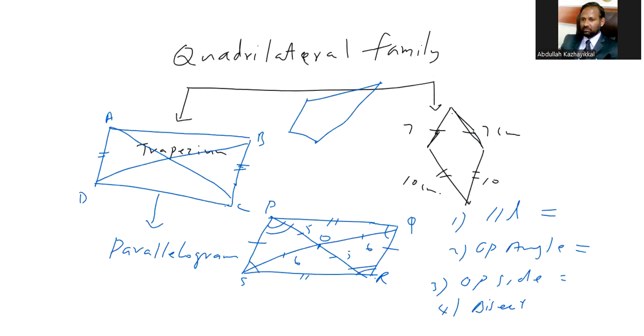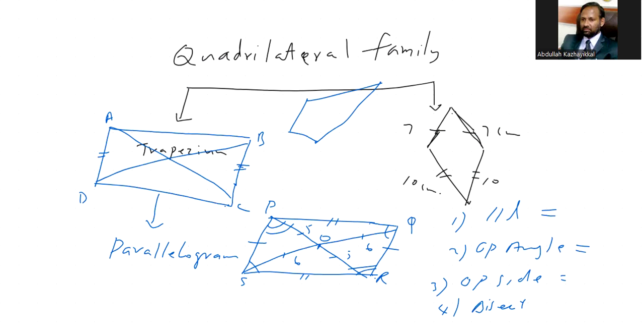Triangle has three sides, no diagonals. Quadrilateral, four-sided, two diagonals. The quadrilateral family has six members. Kite is there. I told you, Kite is a sister, not married, no children. Another one in the quadrilateral family, the brother named Trapezium, and his children are parallelogram and rhombus, rectangle, square. That means parallelogram, be careful, parallelogram is a trapezium. Parallelogram is a quadrilateral.